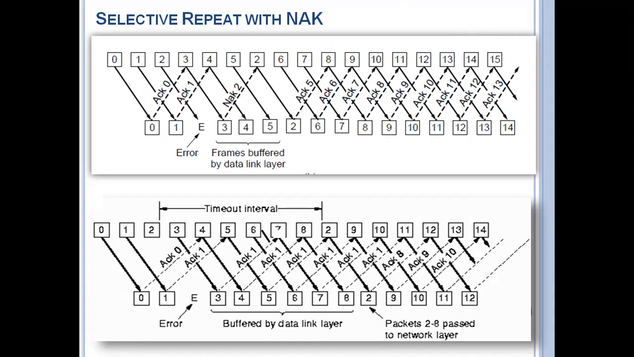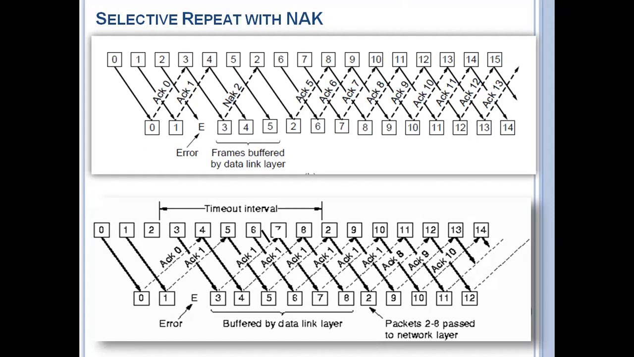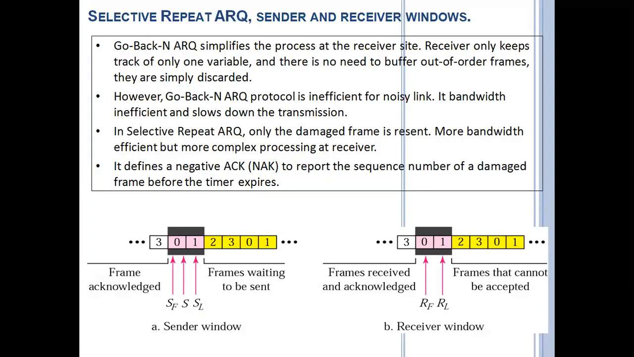That is called the selective retransmission protocol, the selective repeat protocol. This is the third sliding window protocol. Not all data frames are retransmitted whenever an error occurs; only the selected frame is transmitted here. That is the selective repeat ARQ protocol.